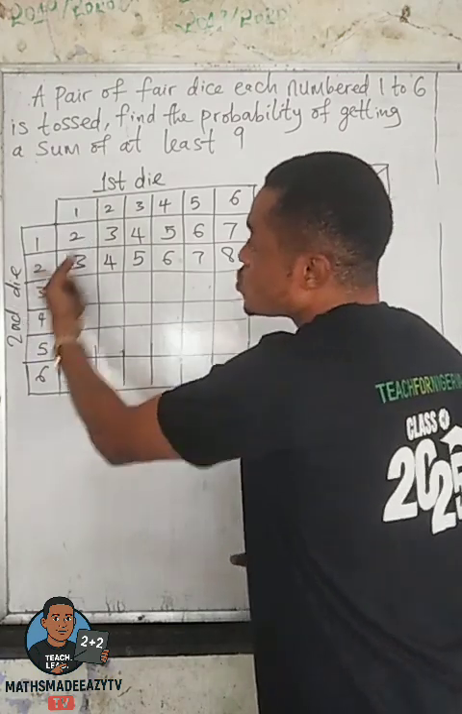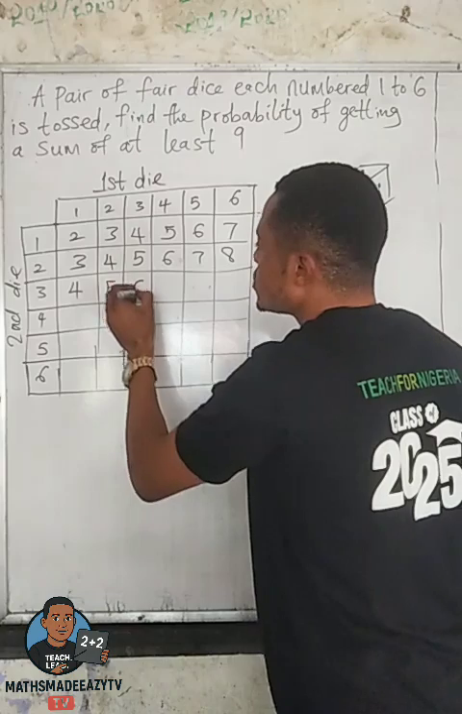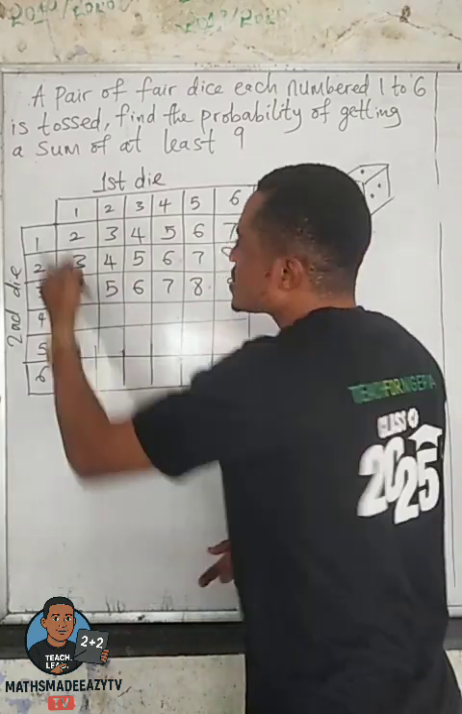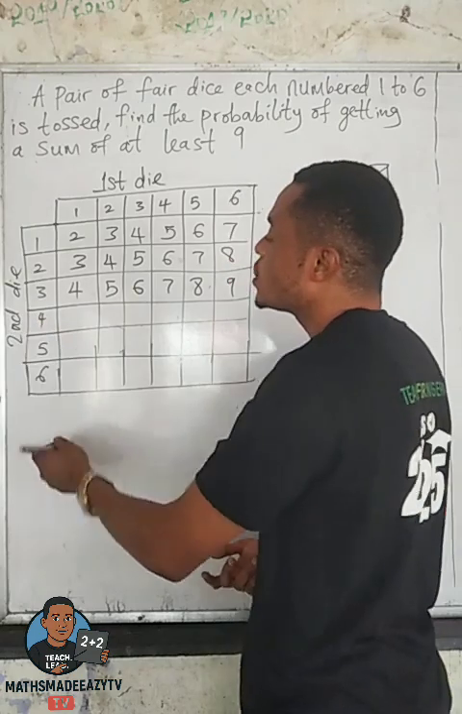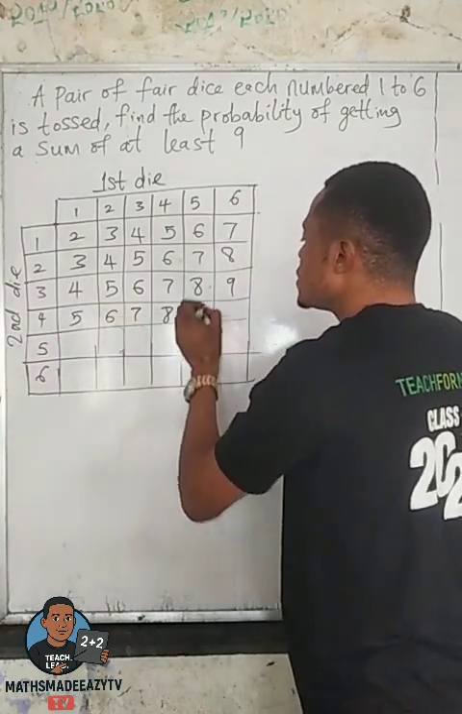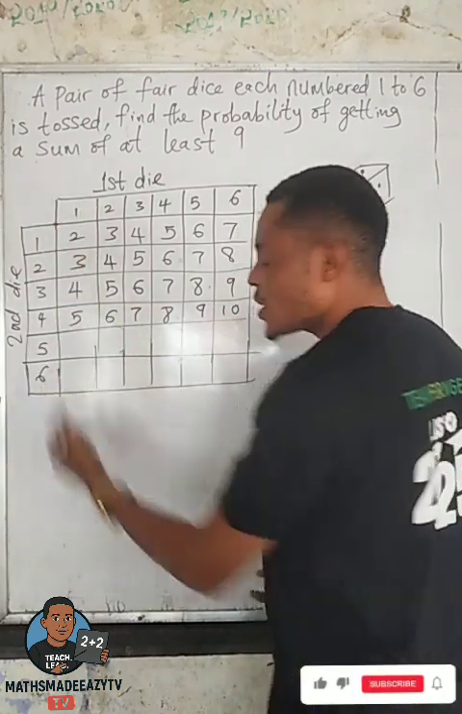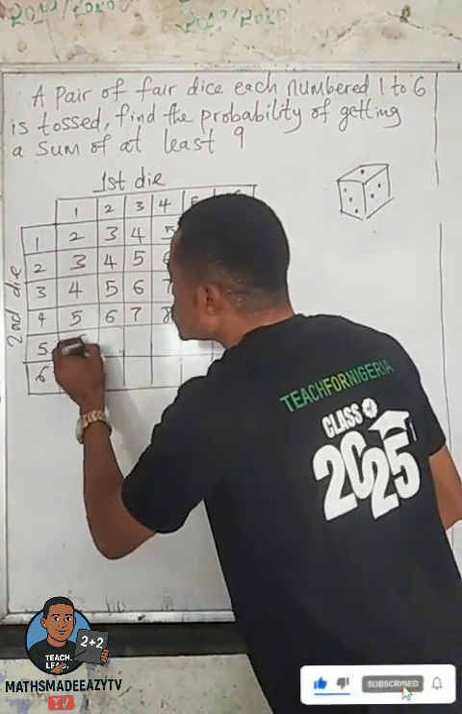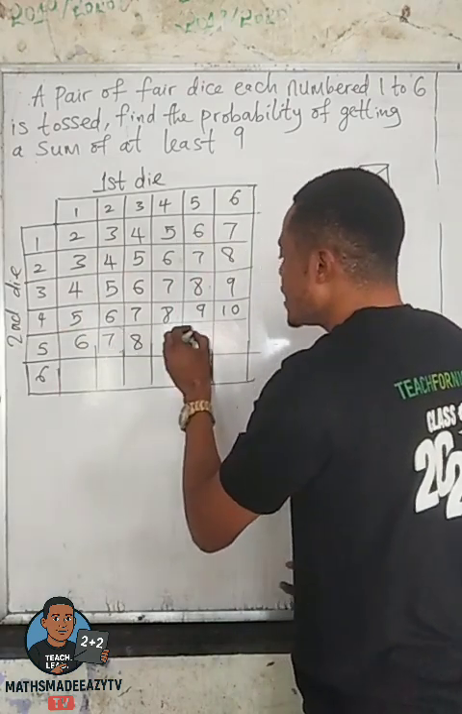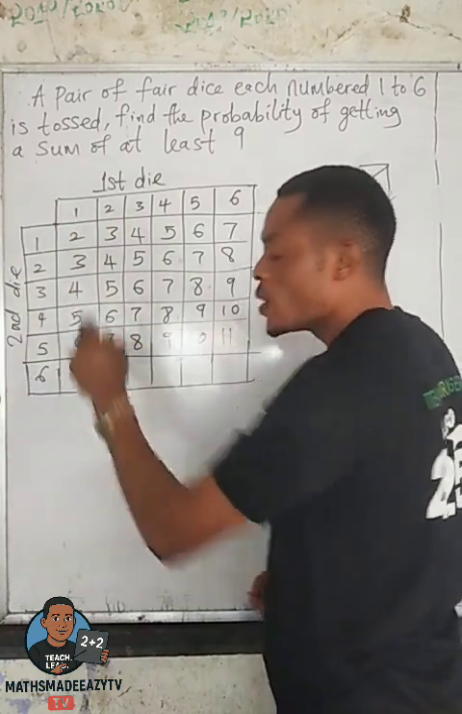If the first die is 1 and the second die is 3, we have 4, 5, 6, 7, 8, and 9. So it goes on and on like that. The first die is 1 and the second one is 4. This is going to be 5, 6, 7, 8, 9, and 10. And once again, if the first die is 1 and the second one is 5, it's going to result to 6, 7, 8, 9, 10, and 11. First one is 1, the second one is 6.